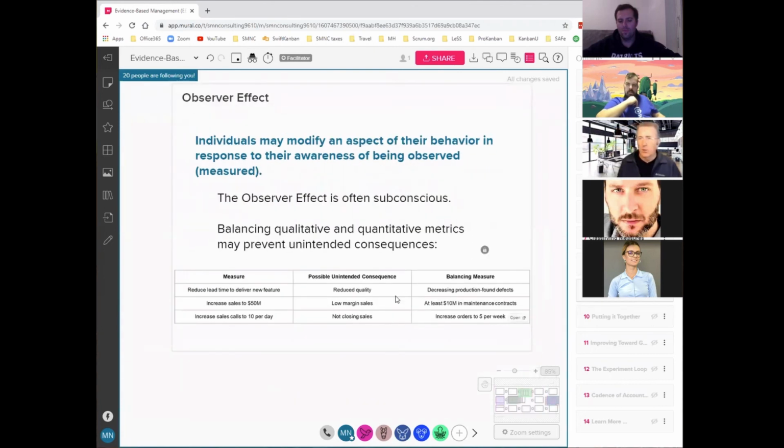et cetera. So whenever we create a measure, particularly a quantitative measure, we may need to balance it with a qualitative measure to try to avoid possible unintended consequences. Something to think about as we create measures in the organization.